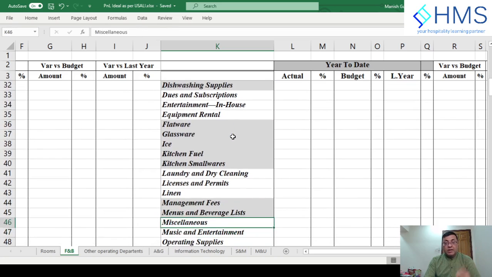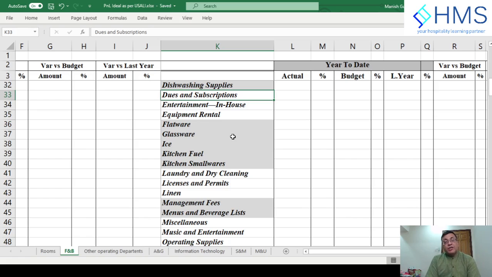Then you have dues and subscriptions, which are mostly fixed. Entertainment usually depends on the business. Equipment rental is usually fixed. Flatware and glassware are usually ad hoc, depending on the breakages, or following the accounting policy, similar to chinaware. So it depends on what the accounting policy of the company is. You can follow that way to analyze the expenses.